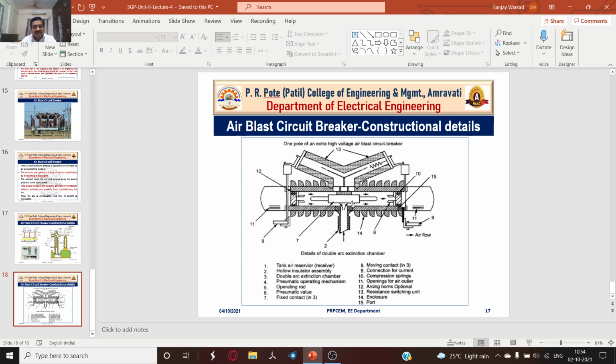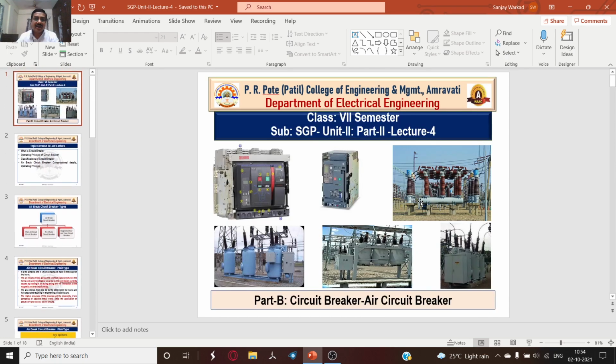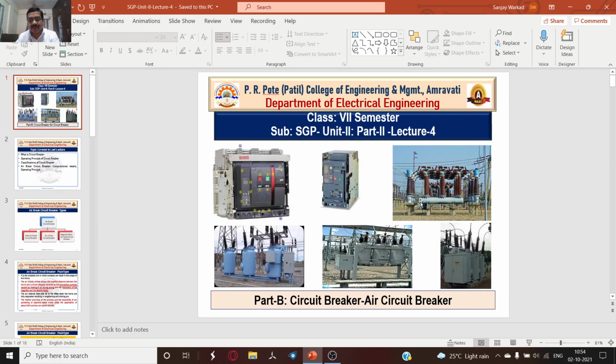So in this lecture, we mainly discussed the types of air blast and air brake circuit breakers, how these circuit breakers operate, and what the different applications of these air brake circuit breakers are. We have also discussed the internal constructional details of air blast circuit breakers. So with this, thank you so much.